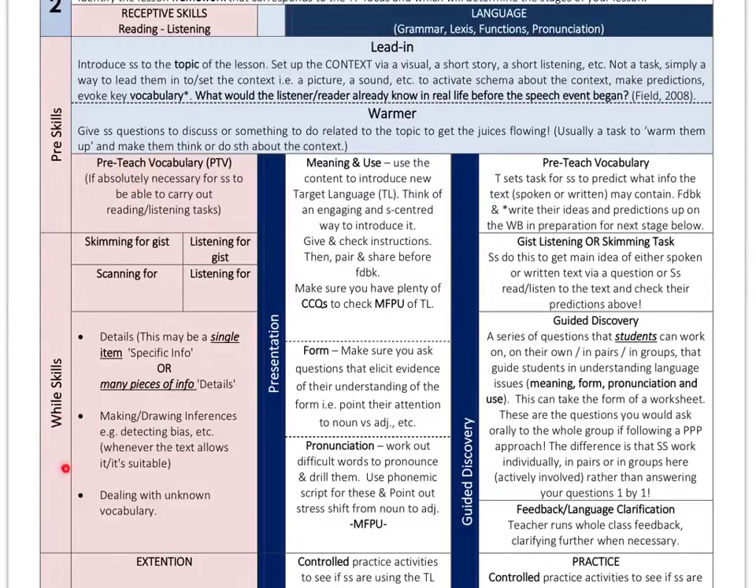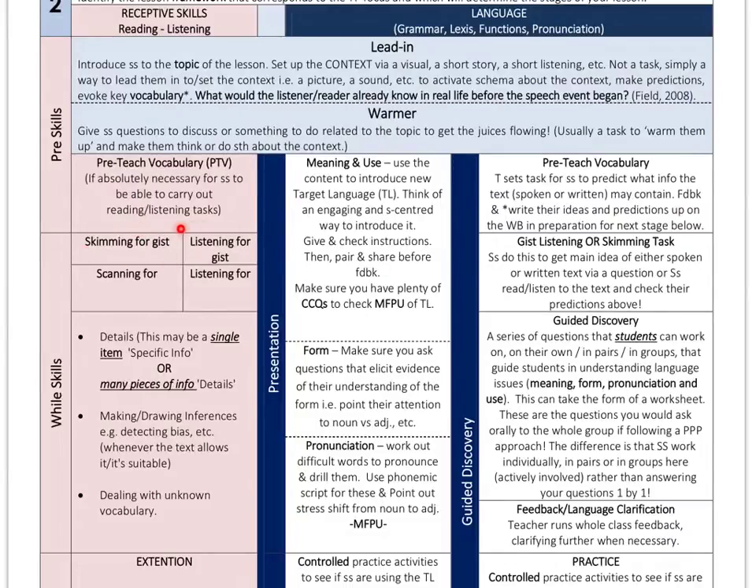Now, the next stage is the while-skills stage. So now we are really going to try and help them develop their receptive skills. What the next activity would normally be is a skimming for gist activity or a listening for gist activity. Gist means general understanding. In a natural way, when we approach a text, we want to get a general idea before we actually look at the text in detail. So we give them a gist task, whether it is skimming or listening for gist.